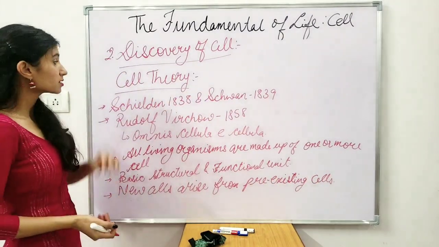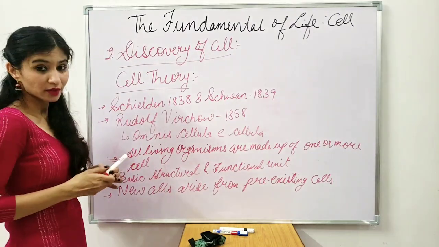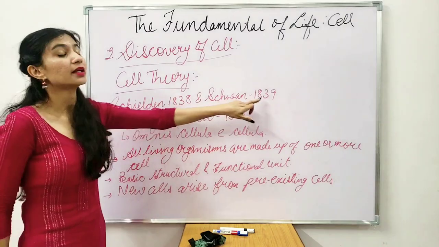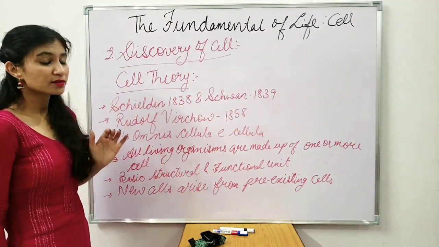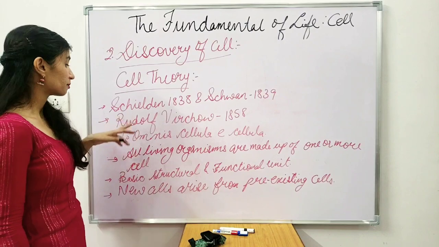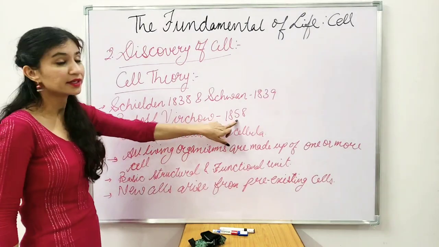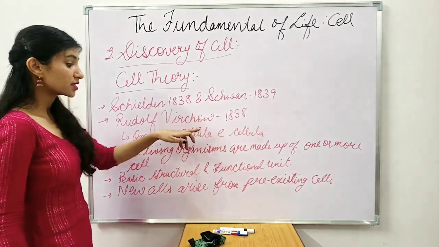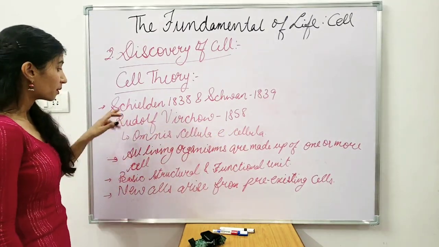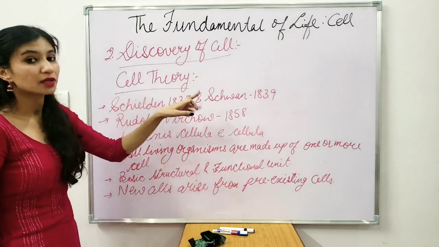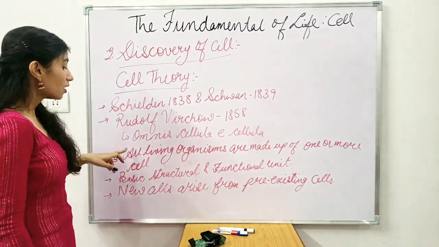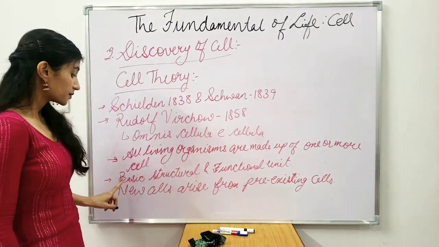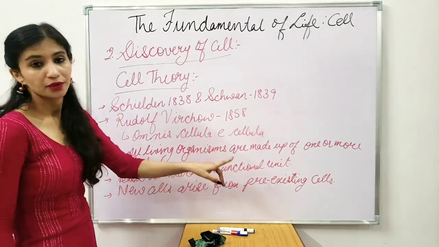Okay, so these are the things. Let's give a quick summary, a quick revision. Cell theory was given by Schleiden and Schwann in the years 1838 and 1839. Furthermore, cell theory was added to with more information by the scientist Rudolf Virchow in the year 1858. He said omnis cellula e cellula, which is the last line of the cell theory. But before that, Schleiden and Schwann said all living organisms are made up of one or more cells. Cell is the basic structural and functional unit of life.